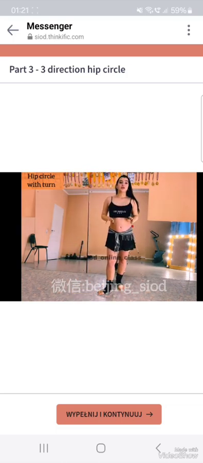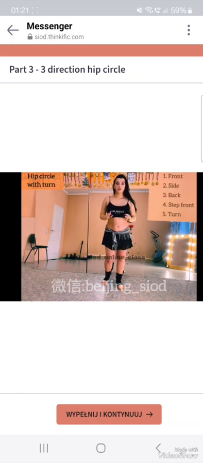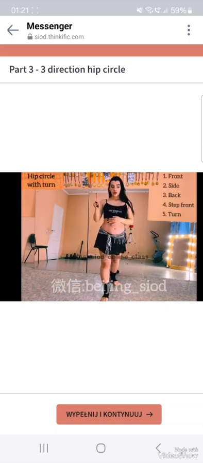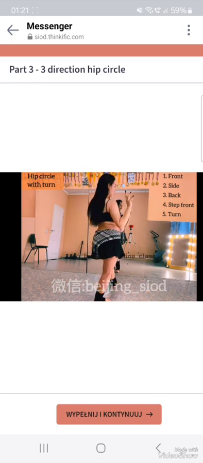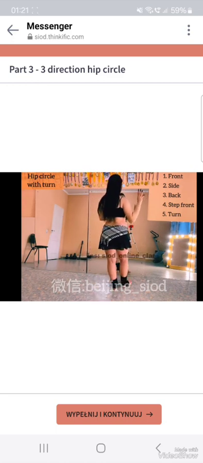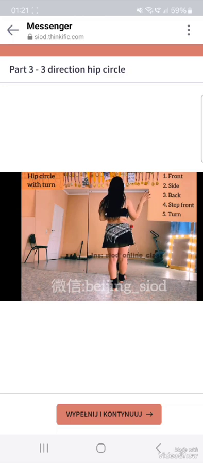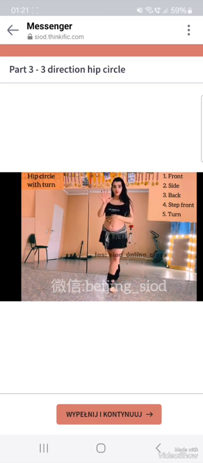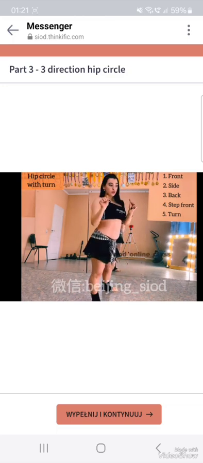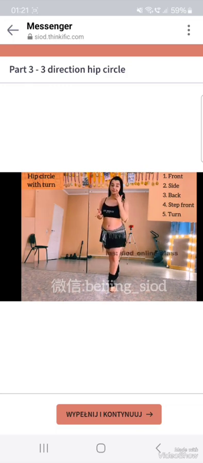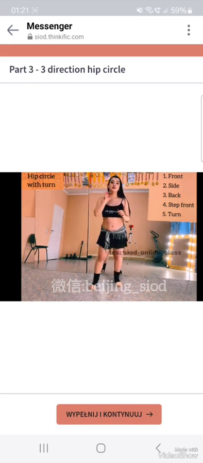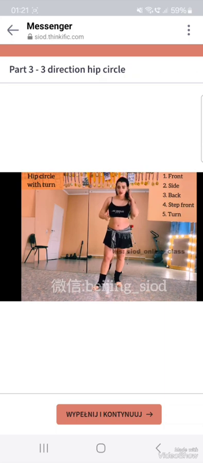So look, try to collect all of these 5 points in one time. 1 and then 2 and then we turn ourselves, 3 and then 4 and this is 5th. Collect all 5 points and make it as one movement.